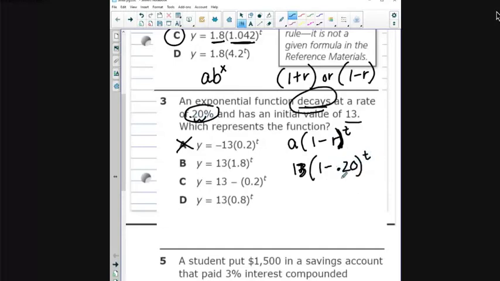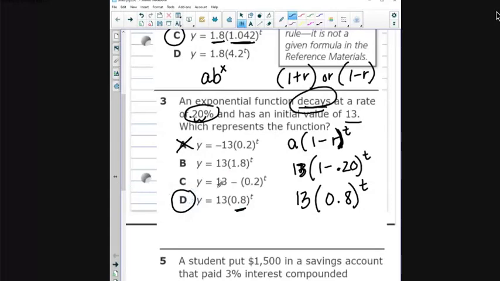So with your calculator, subtract 0.20 from 1, right? It's like saying 20 cents taken away from $1. What's left over? 80 cents, right? So it's 13 times 0.80. And in this case, it could be this one. The answer is D. So good job on those of you that got it.